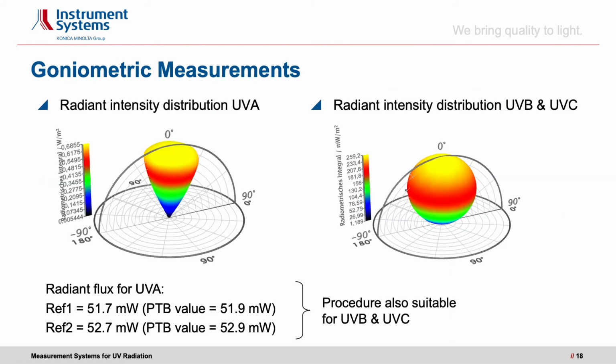The result of the goniometric measurements is, in the first line, the radiant intensity distribution, in this case for the UVA standard. We have traceable values from the PTB, which are in very good agreement for the UVA standard. Since we have no values given from a national lab for the UVB and UVC range, we have shown with this method that we can also provide reliable radiant flux measurements for the UVB and UVC range as well.